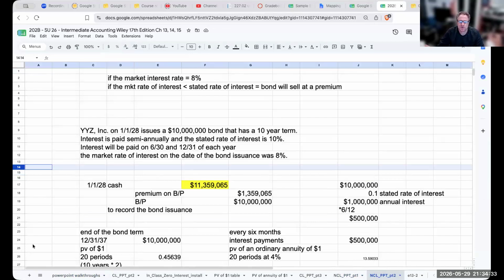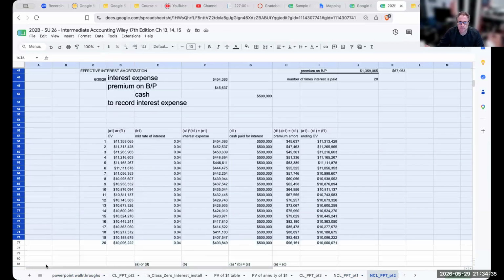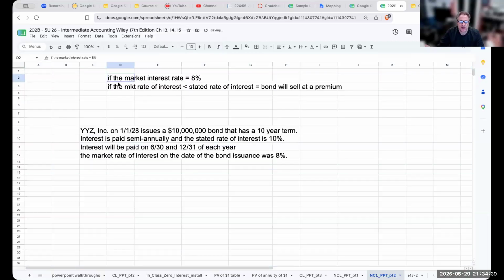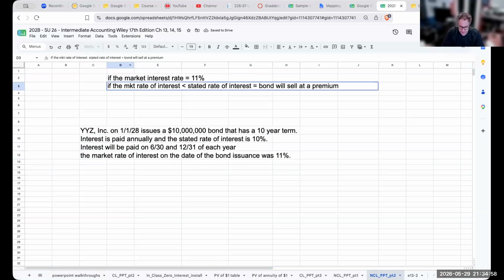And we're now going to be doing what happens if the market rate of interest, we'll call this 11%, and we'll go ahead and do this annually. Okay, so if the market interest rate is at 11%, and we're obviously here at the inverse of this, and I'll get to this in just a moment.